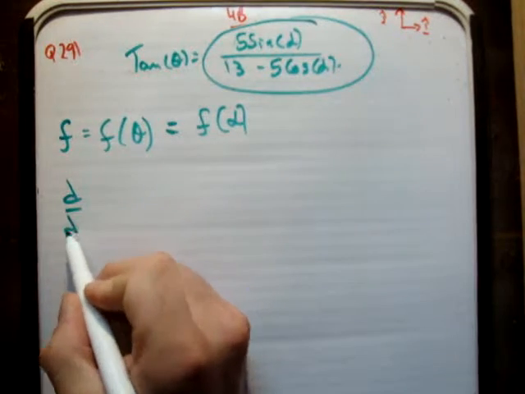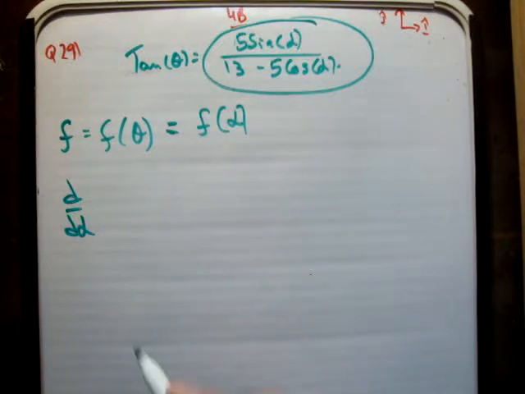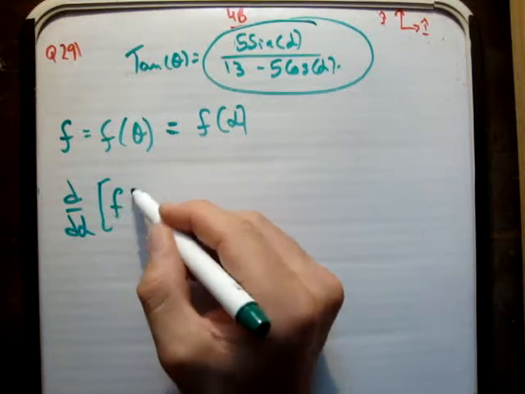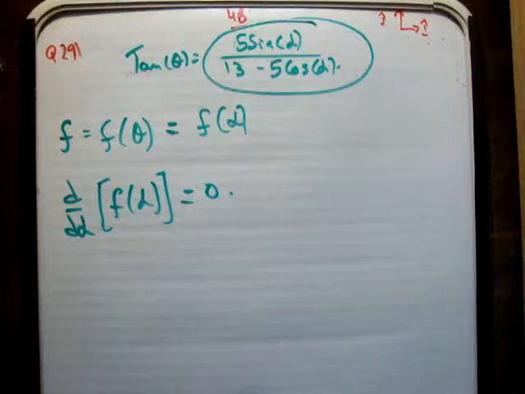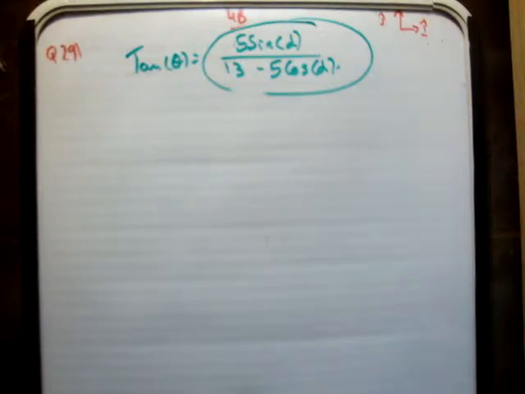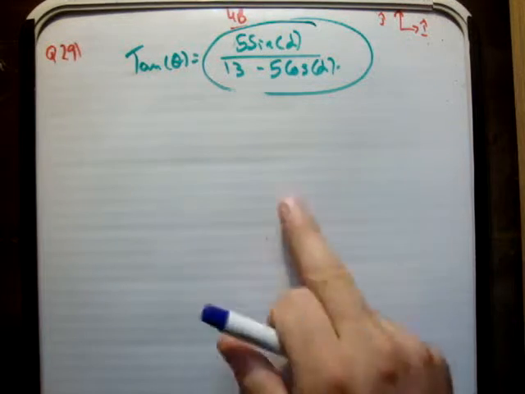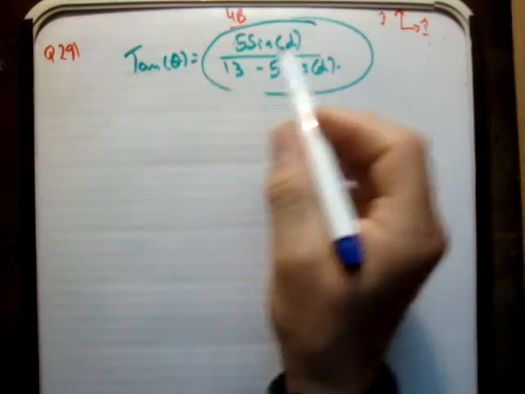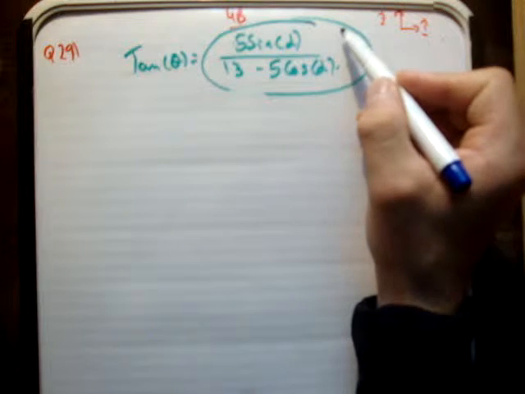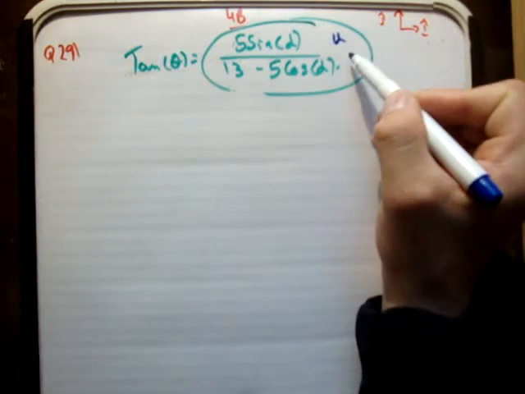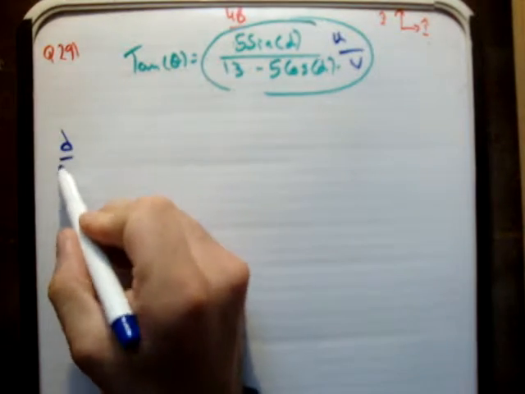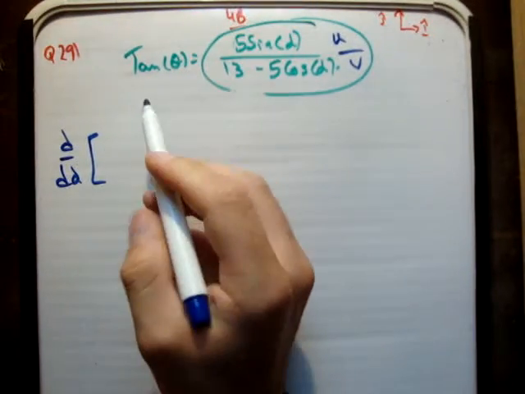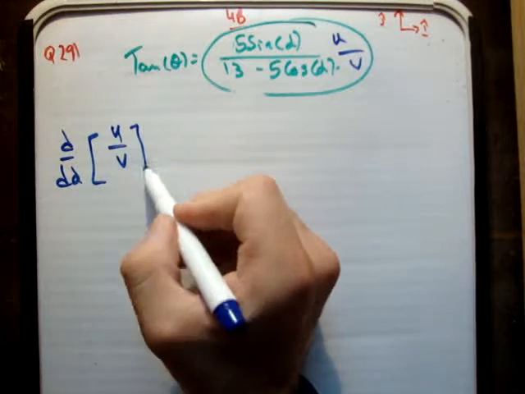I'm going to go d/d alpha, because I want to differentiate it with respect to alpha, of my function f of alpha, and I'm going to set that equal to 0. And if you do that, you'll find out what the maximum and minimum values of your function are. Now, unlike other examples I did of this, we actually have a quotient, or something divided by something else. So if I call the top line u and the bottom line v, we have to differentiate u over v with respect to alpha.